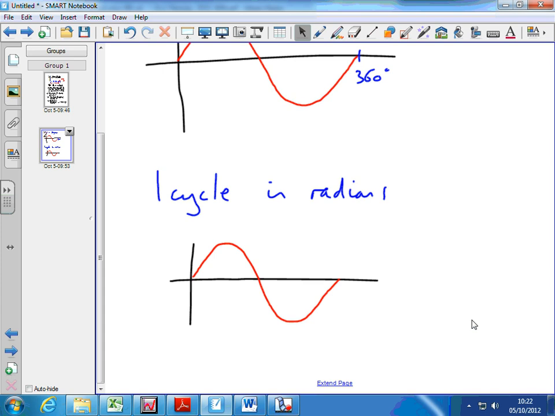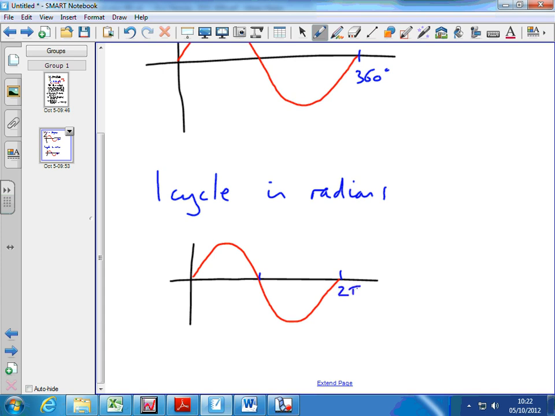Yeah, midpoint and that point. Could you tell me what those values are if I'm measuring in radians? What's one complete cycle in radians? Can you remember? 2 pi. Yeah.